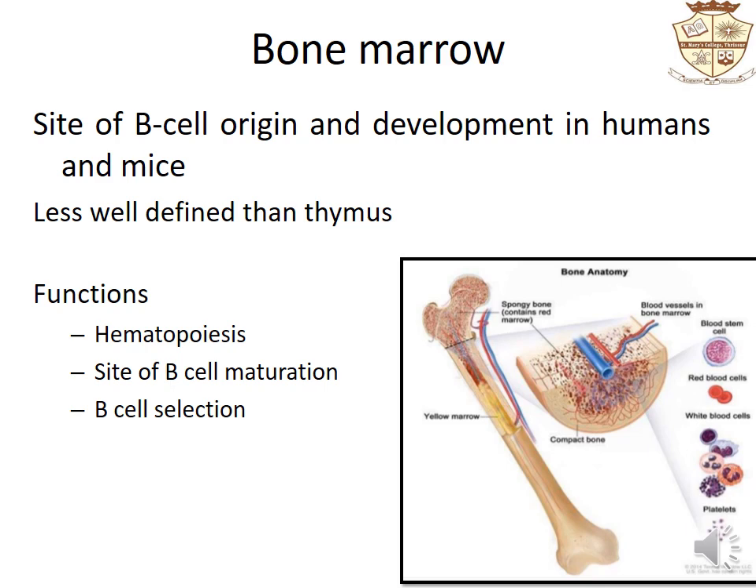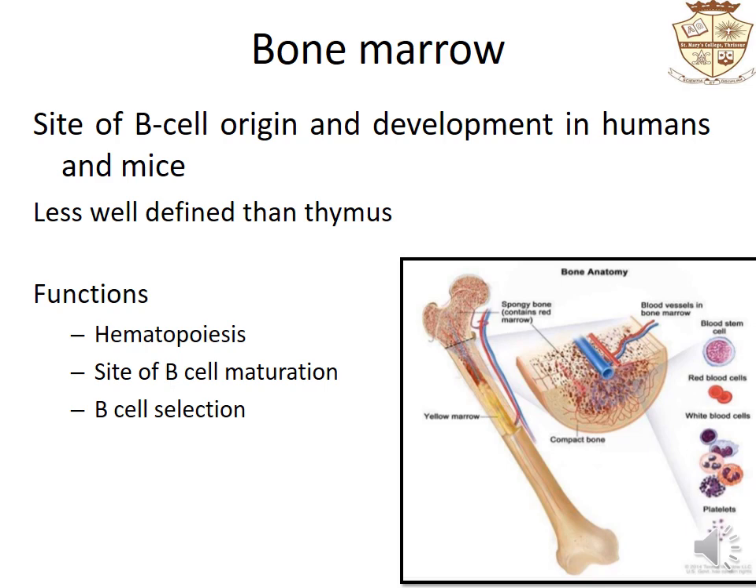The second primary lymphoid organ is bone marrow. Bone marrow is the site of B cell origin and development in human beings and mice. In birds, the B cell origin and development occur in a particular organ known as the bursa of Fabricius. While in cattle and sheep, the B cell origin and development occur in Peyer's patch. It is present in the wall of the intestine.